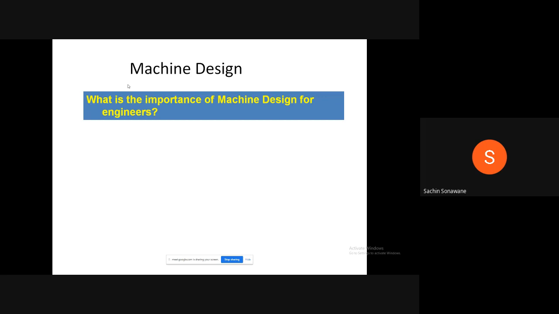Only in case of engine, chemical energy is used as input. In case of machine, electrical energy is used as input. Now, what is the importance of machine design for engineers?